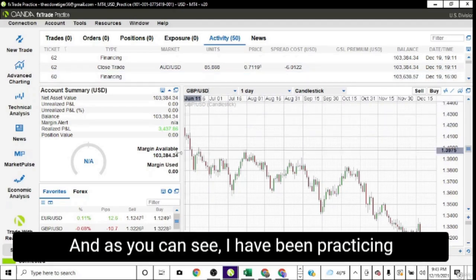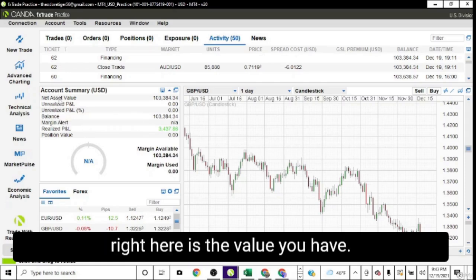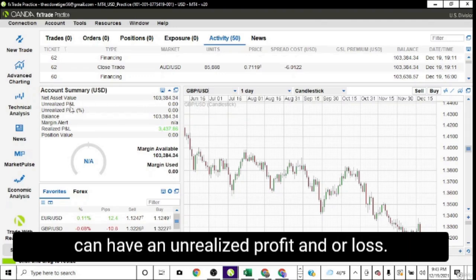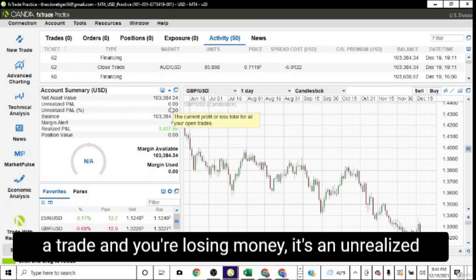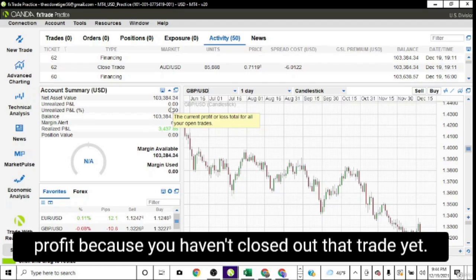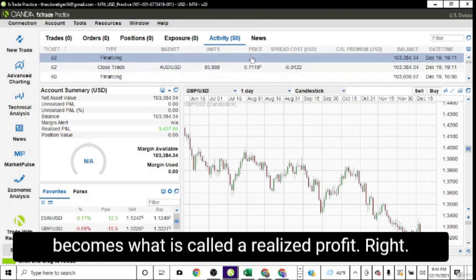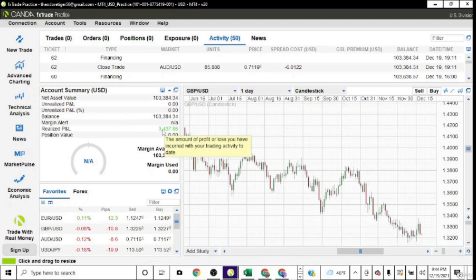And as you can see, I have been practicing some trades because I've actually made what you have right here, which is the value. You have the unrealized profit. Usually when you're trading, you can have an unrealized profit and or loss. So if you're in a trade and you're making or losing money, it's unrealized because you haven't closed out that trade yet. But when you do close out, it becomes what is called a realized profit, right? And the realized profit is right here, okay?